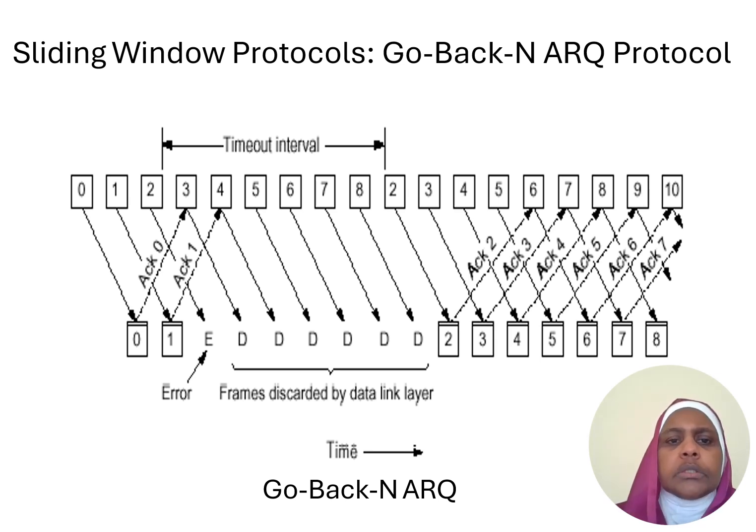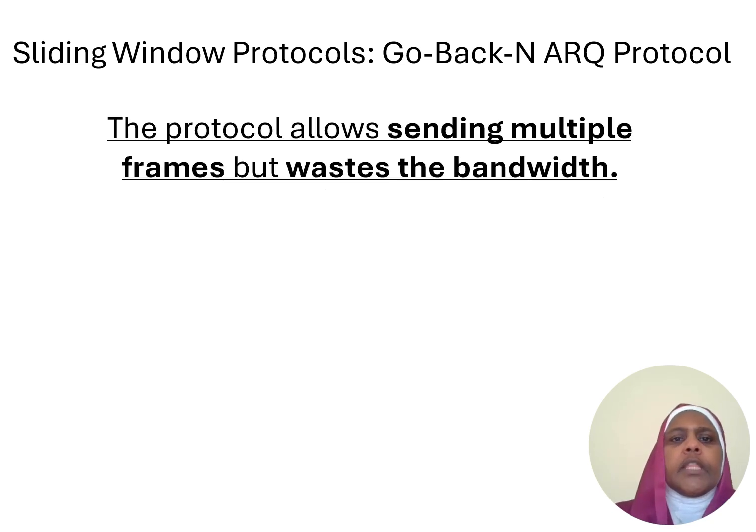Here is an example where frame 2 has an error, and all the subsequent frames will be discarded until frame 2 is resent and reaches the destination safely. Then the sender will resend all the subsequent frames and frames will be delivered in order. This protocol allows sending multiple frames as we see, but as we have said, it wastes bandwidth.